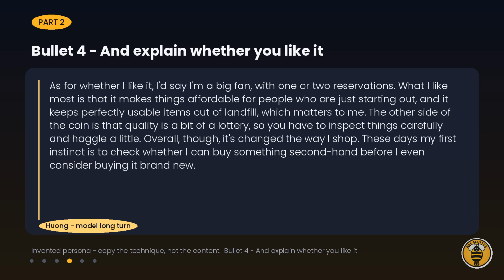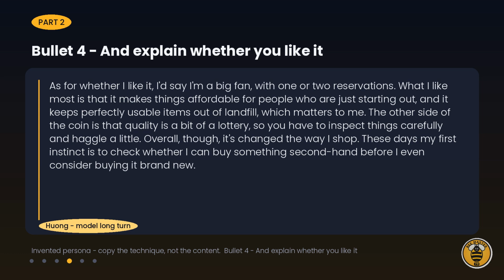As for whether I like it, I'd say I'm a big fan with 1 or 2 reservations. What I like most is that it makes things affordable for people who are just starting out, and it keeps perfectly usable items out of landfill, which matters to me. The other side of the coin is that quality is a bit of a lottery, so you have to inspect things carefully and haggle a little. Overall, though, it's changed the way I shop.